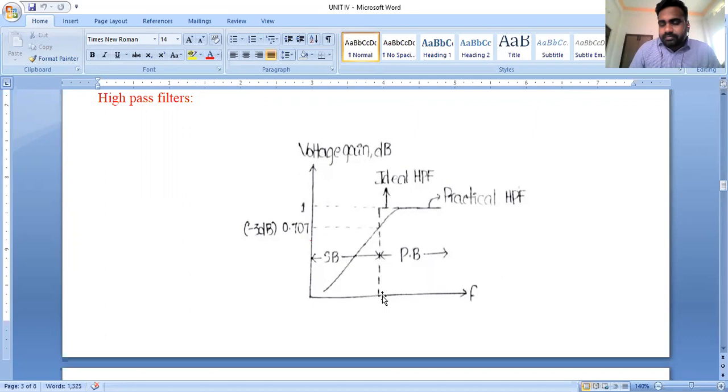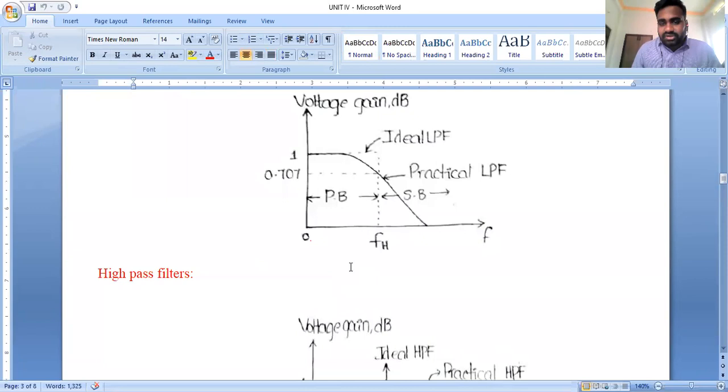After reaching the higher order frequency f suffix h, this is the higher order frequency region. After achieving the higher order frequency, the behavior of the characteristic has a constant structure. So the high pass filter will allow only this particular practical high pass band. Only this high pass band is processed through the filter, and the entire signal below the higher order frequency, which is quite linear in nature, is stopped. So that is the difference between the low pass filter and the high pass filter.